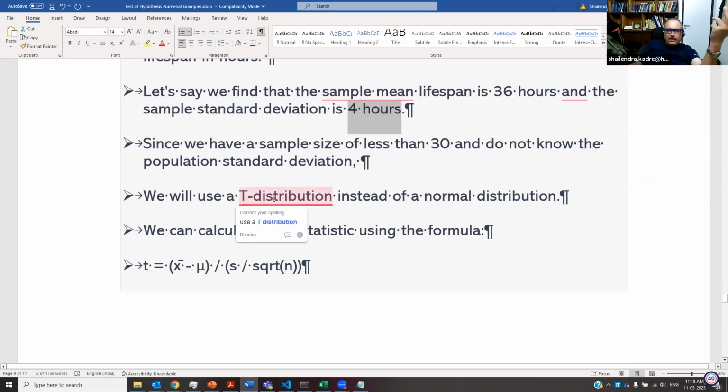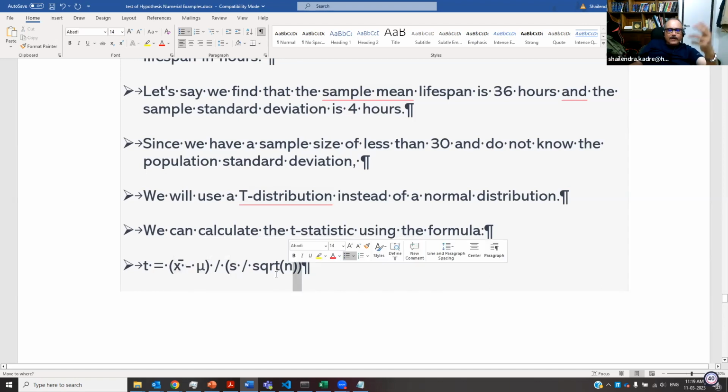Now, since the sample size is less than 30, we are using a t distribution instead of a normal distribution. We calculate the t statistic using the formula x bar minus mu, divided by s over root n. The formula is the same. Here x bar is your sample mean, mu is the population mean, s is your sample standard deviation, and n is your sample size.